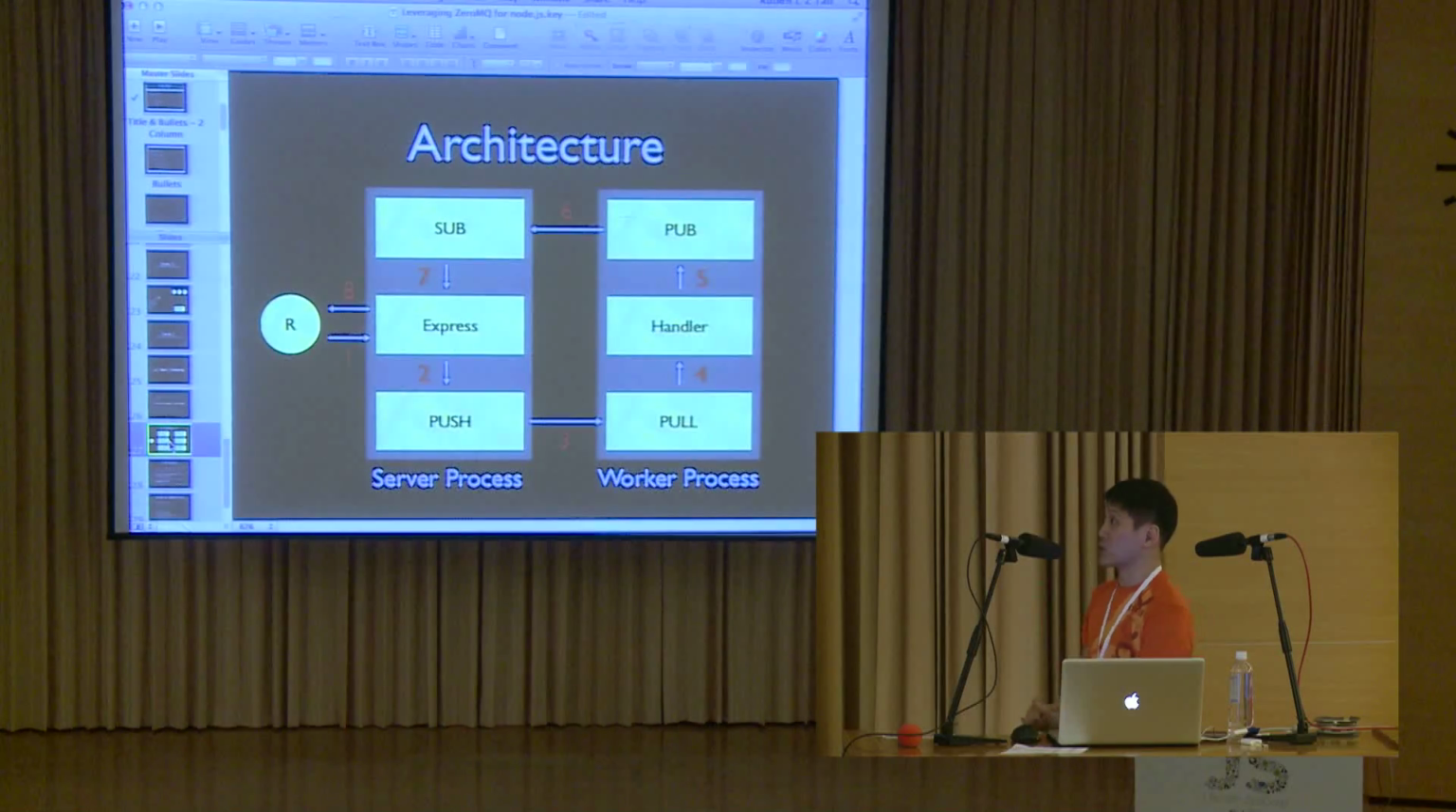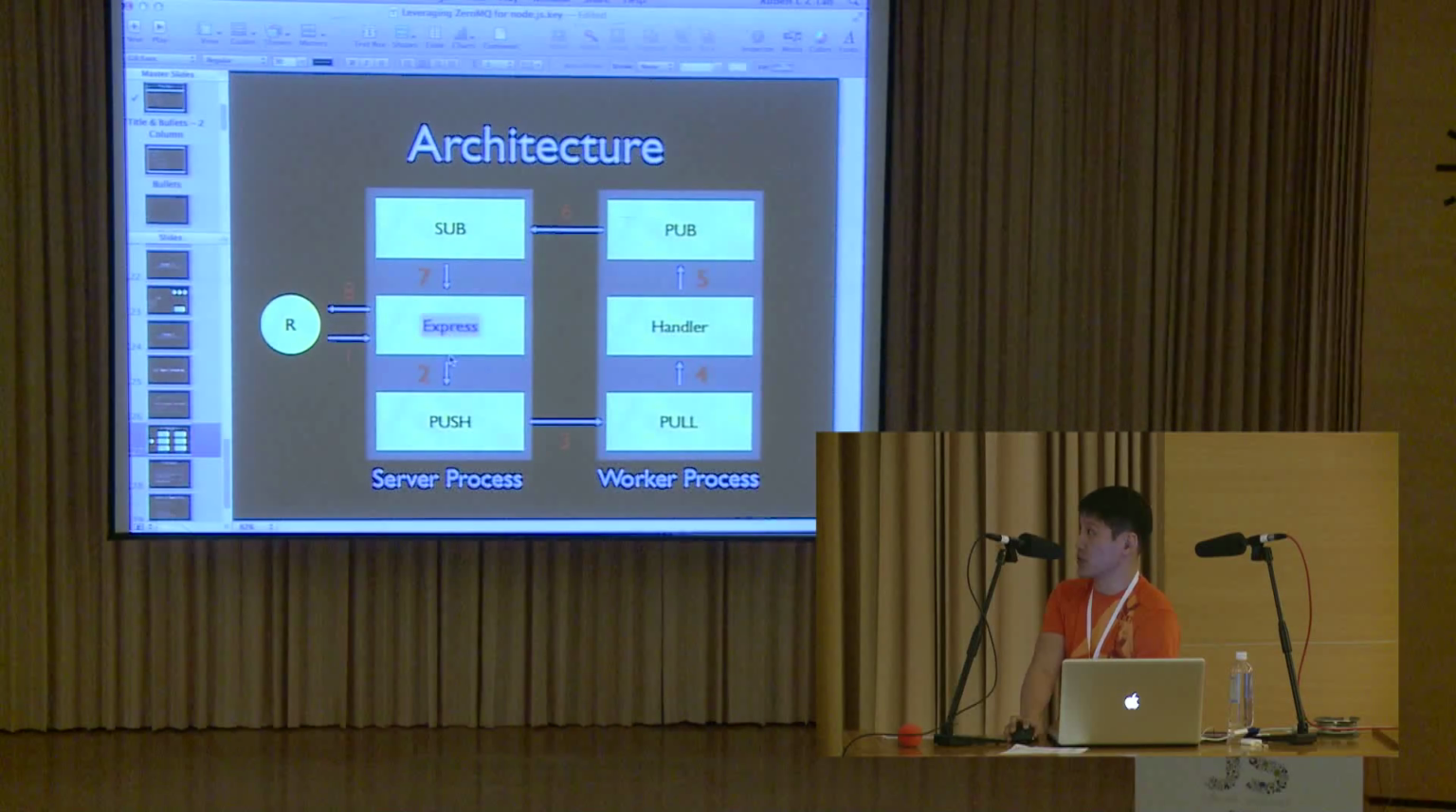So here's the general architecture. R is where the request comes in. We use Express to handle the requests. And then on every single request, you send it to the push socket, which sends it to the worker process. Right? So a push socket is always paired to a pull socket. After that, the worker process will pass on the message to a handler, which is basically your model in your basic MVC framework, right? And then once it is done, you use a pub socket to publish it back to the server using sub sockets, right?